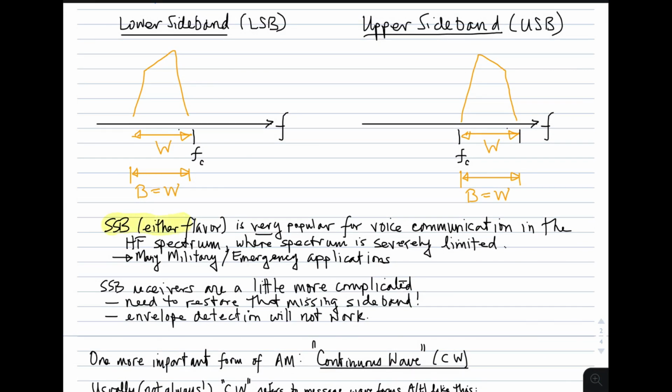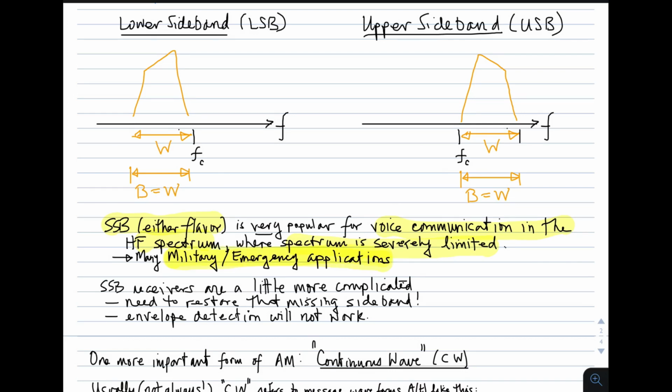I should point out that single sideband in either flavor is very popular for voice communication in the HF spectrum. And the reason is because in the HF spectrum, from 3 to 30 megahertz, spectrum is severely limited. There's very little space remaining to operate communication systems.